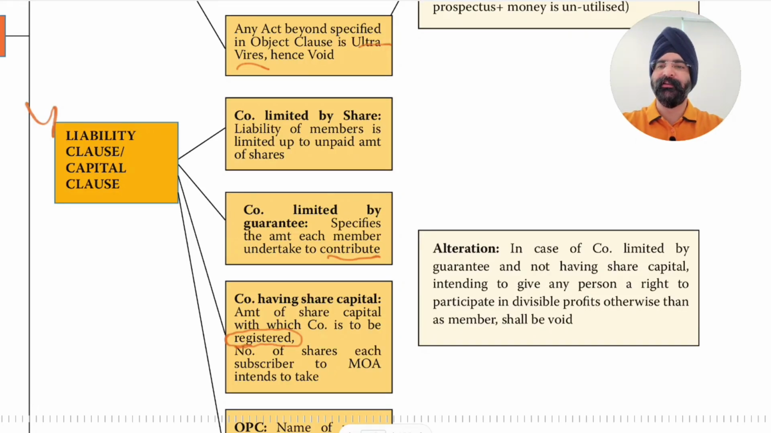So we were talking about alteration of liability clause or capital clause in case of a company limited by guarantee and not having share capital. Intending to give any person a right to participate in divisible profits otherwise than as member shall be void. It has no capital. If it intends to give any person a right to participate in divisible profits, so that this person who is not a member can also participate in divisible profits, then this is void. This is not allowed.